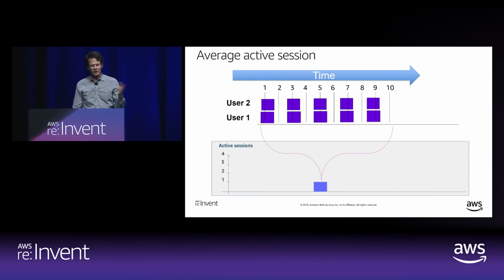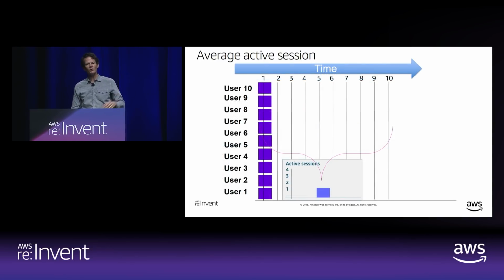Now, I could have a completely different scenario here, but it had the same result. I could have 10 sessions all run a 1-second query at once, and then 9 seconds of idleness. In my chart, because it's an average, it still comes out to be one average active session. I just want to show that different scenarios come out looking similar in the chart.